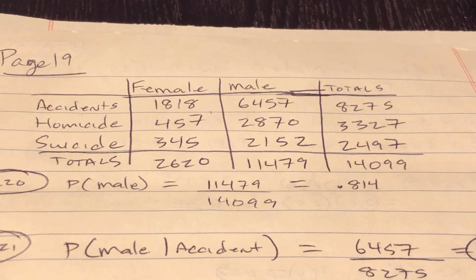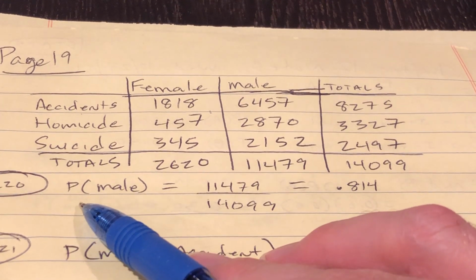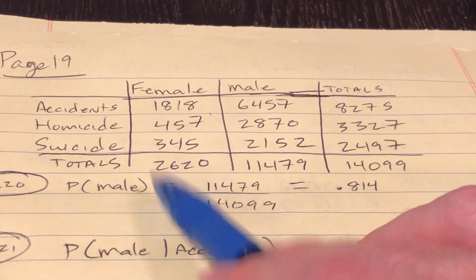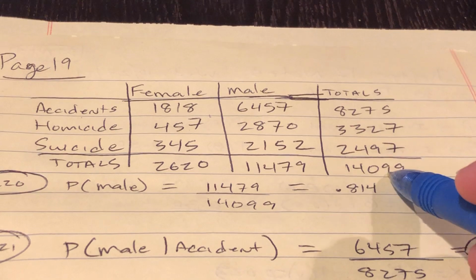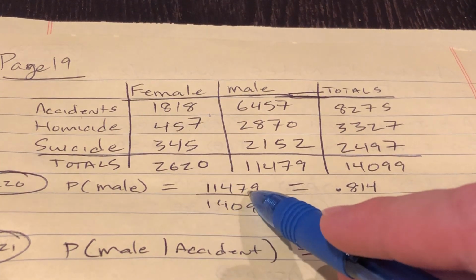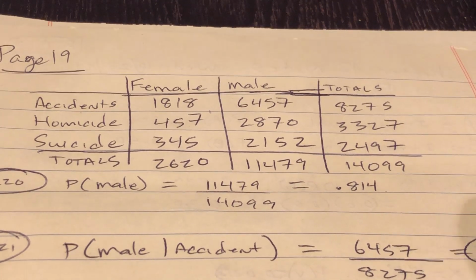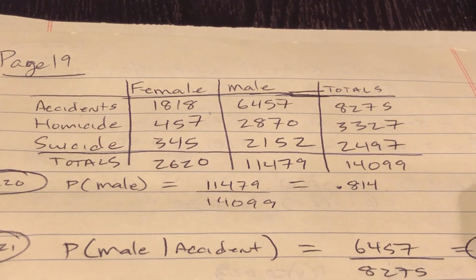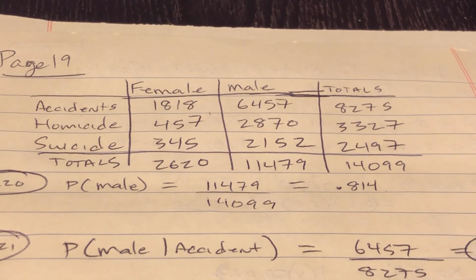Choose a violent death in this age group at random. What's the probability the victim is male? Again, I want you writing probability statements. Probability male is, this is anybody, so we're using the total of 14,099. And 11,479 of them were men. 0.815.